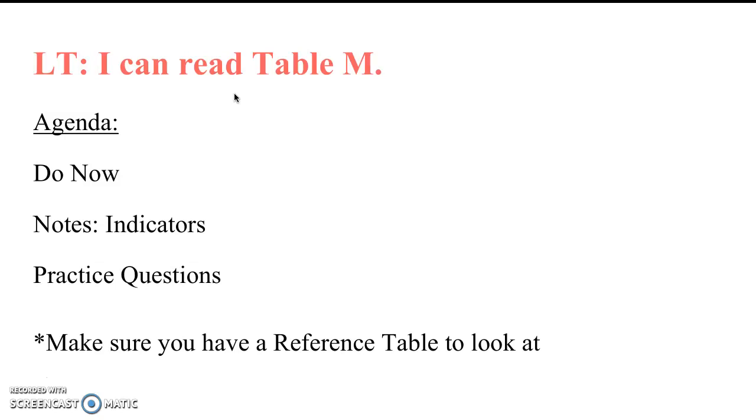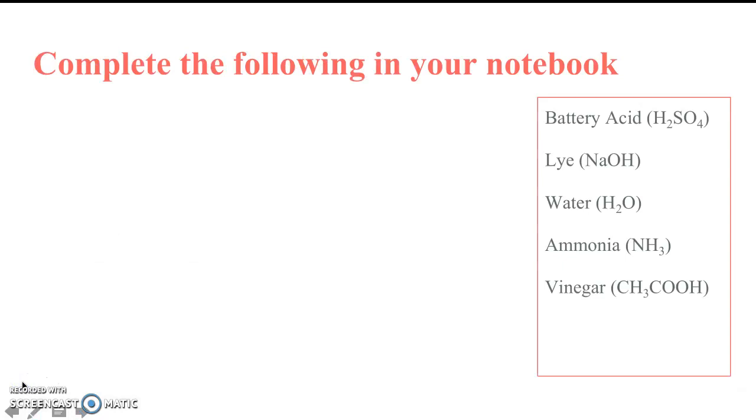in front of you. We're going to start with a do now, which is based on our last lesson, so you might want those notes available to you. We're going to talk about what indicators are, and we're going to do a couple practice problems. So starting with a do now, we're going to complete the following 5 questions in your notebook. You're going to do it, and then I'm going to go over it on the next slide.